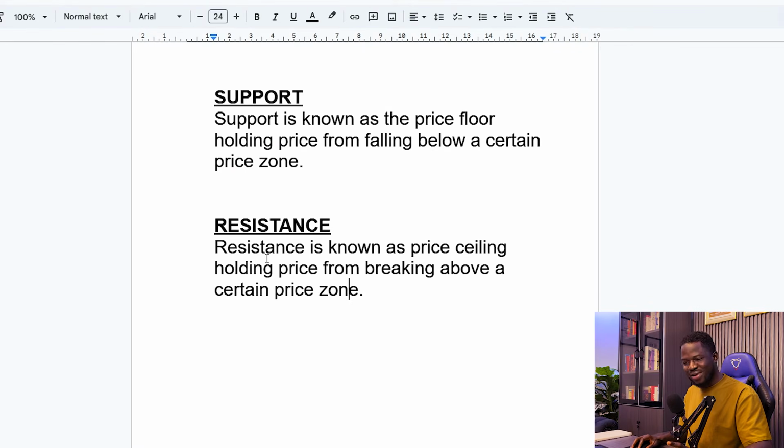Second example is resistance. So let me break resistance down as well. Resistance is also known as price ceiling, holding price from breaking above a certain zone.